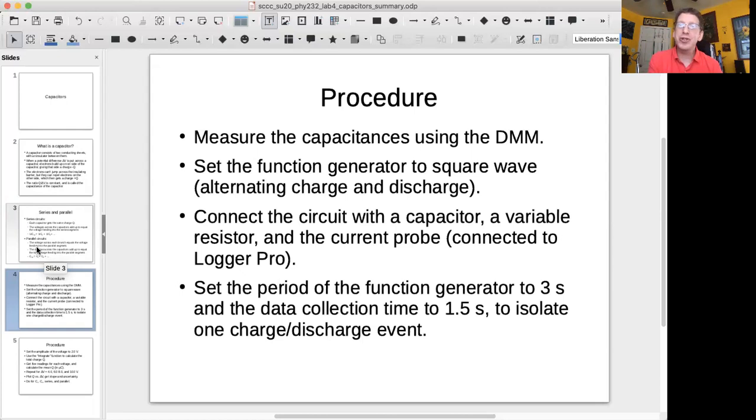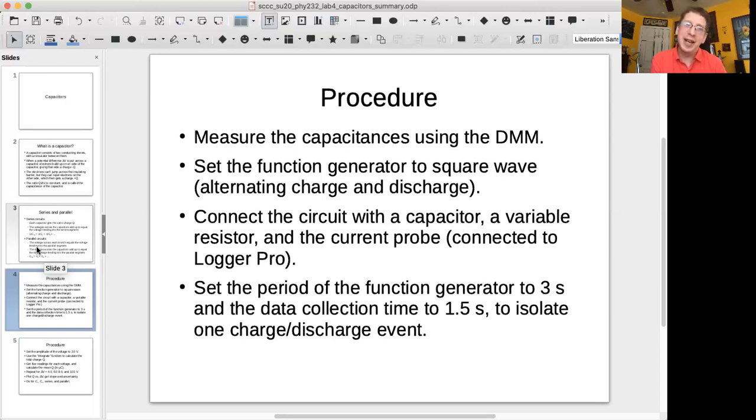Now, we can't measure charge directly, but we can measure the current going through the circuit. And current is the derivative of charge, meaning the charge with respect to time. But that means the charge is the integral of current over time. So we can integrate over a charging half of the cycle or a discharging half of the cycle, and you should measure the amount of charge that builds up in the capacitor.